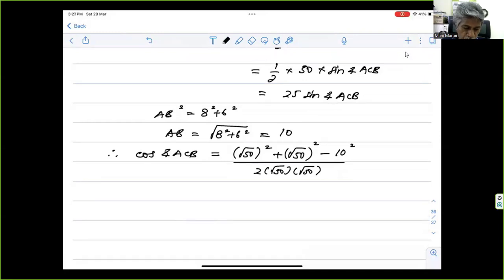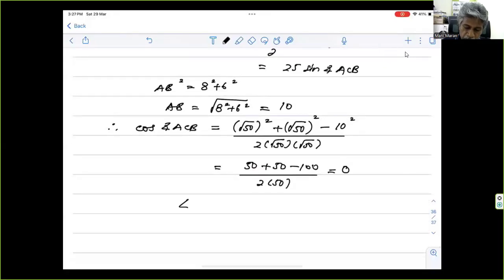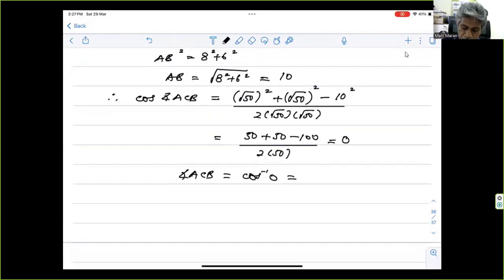Okay, so this will be equal to, if you work it out, square root of 50 square will be 50, plus 50 minus 100, divided by 2 times 50. So you'll notice that at the numerator you have 50 plus 50 will give you 100. 100 minus 100 will give you 0. So this will be actually equal to 0. So if you find this angle ACB, if you take cos inverse of 0 will be equal to 90 degree.